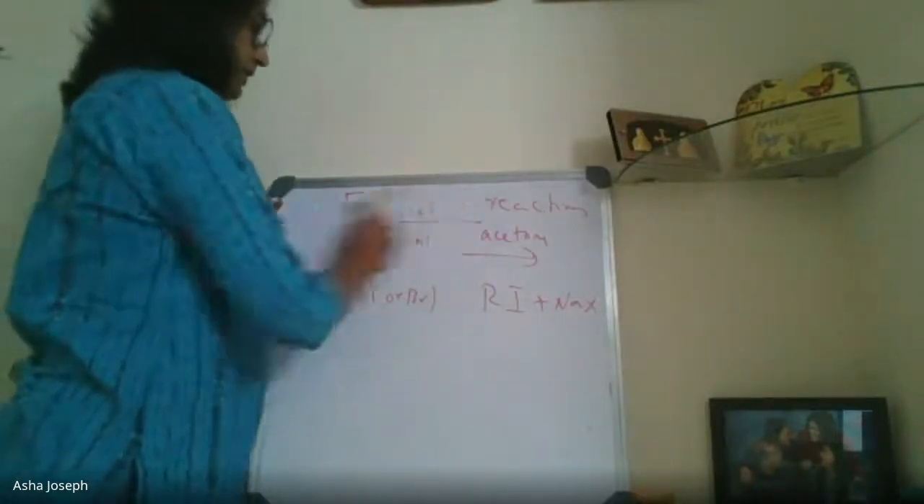Ma'am, Prashant has a doubt. What? Prashant has a doubt, ma'am. Prashant, once more there is a network issue.